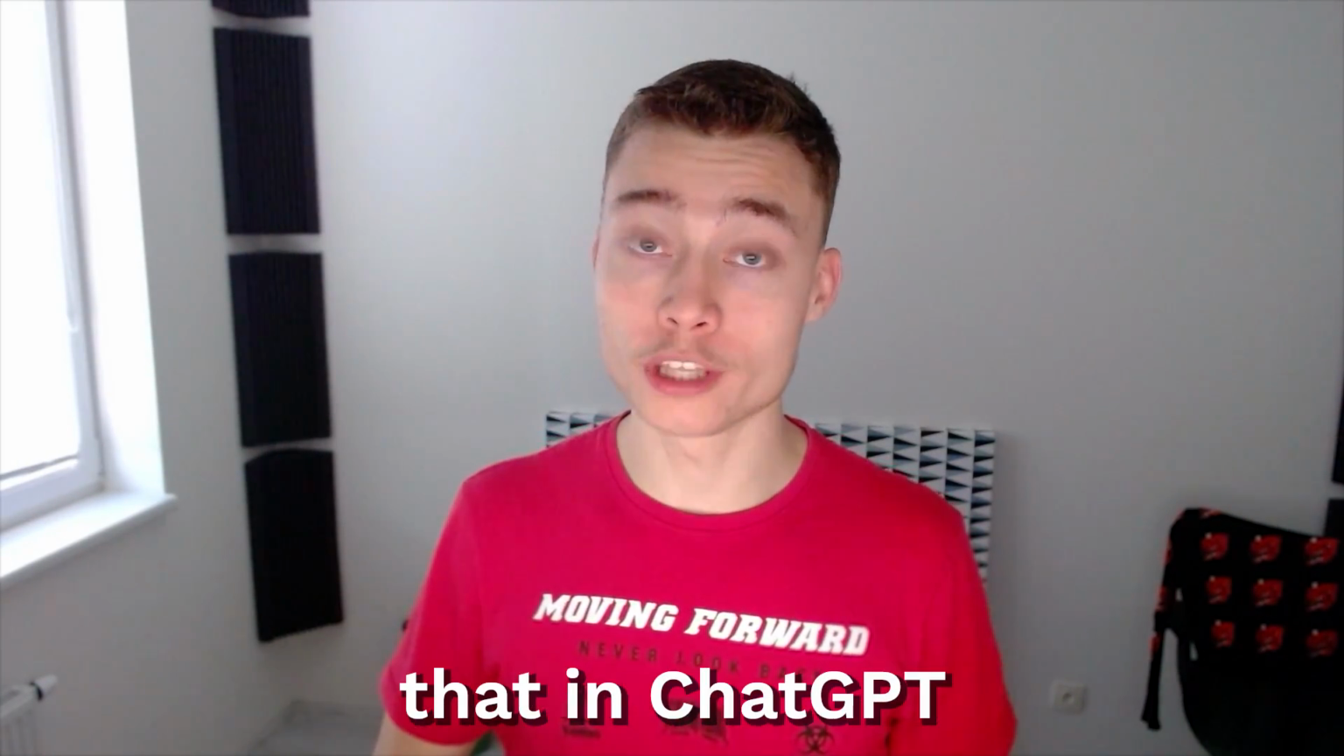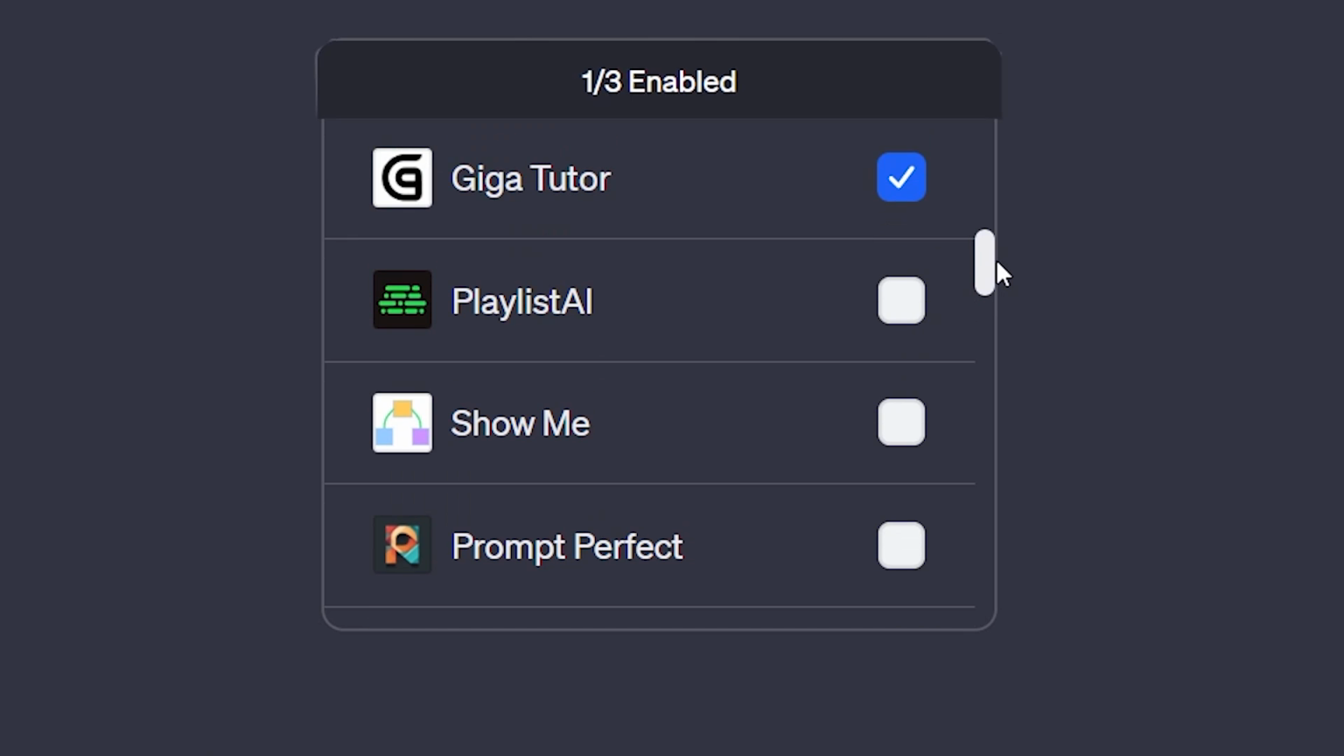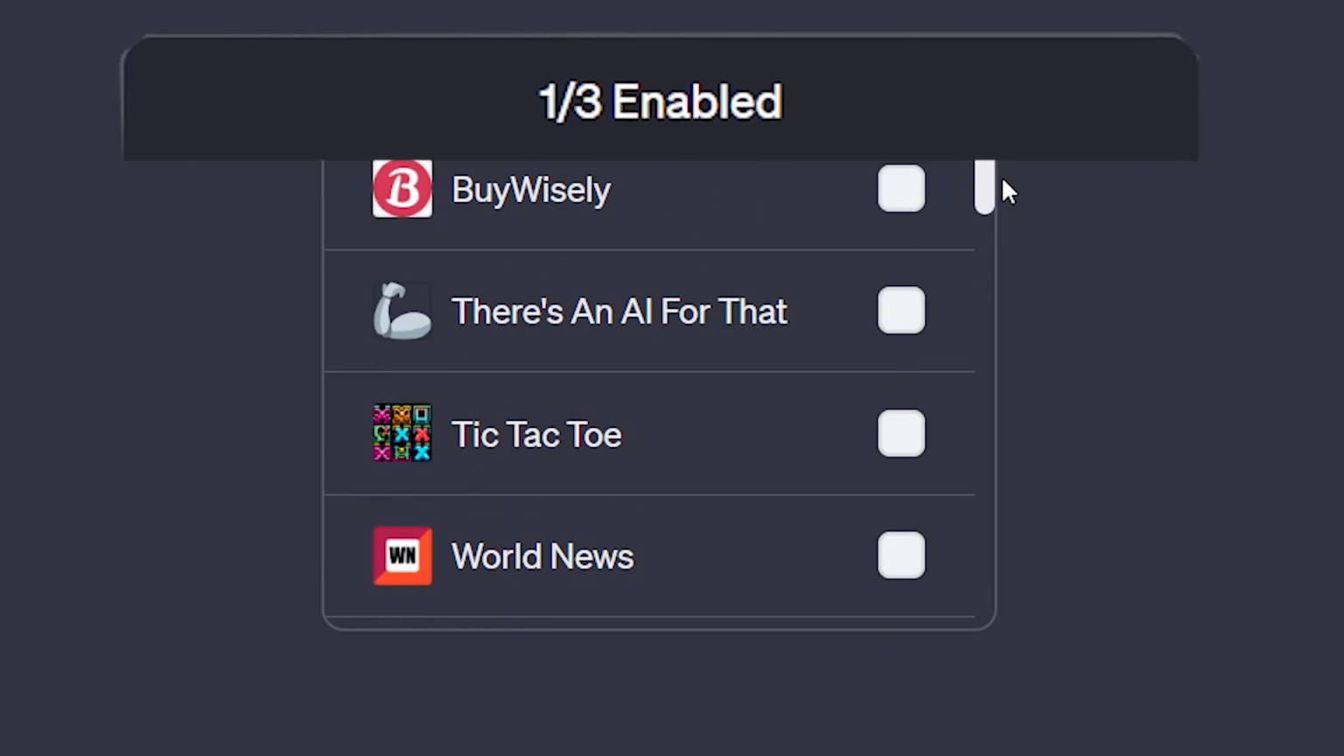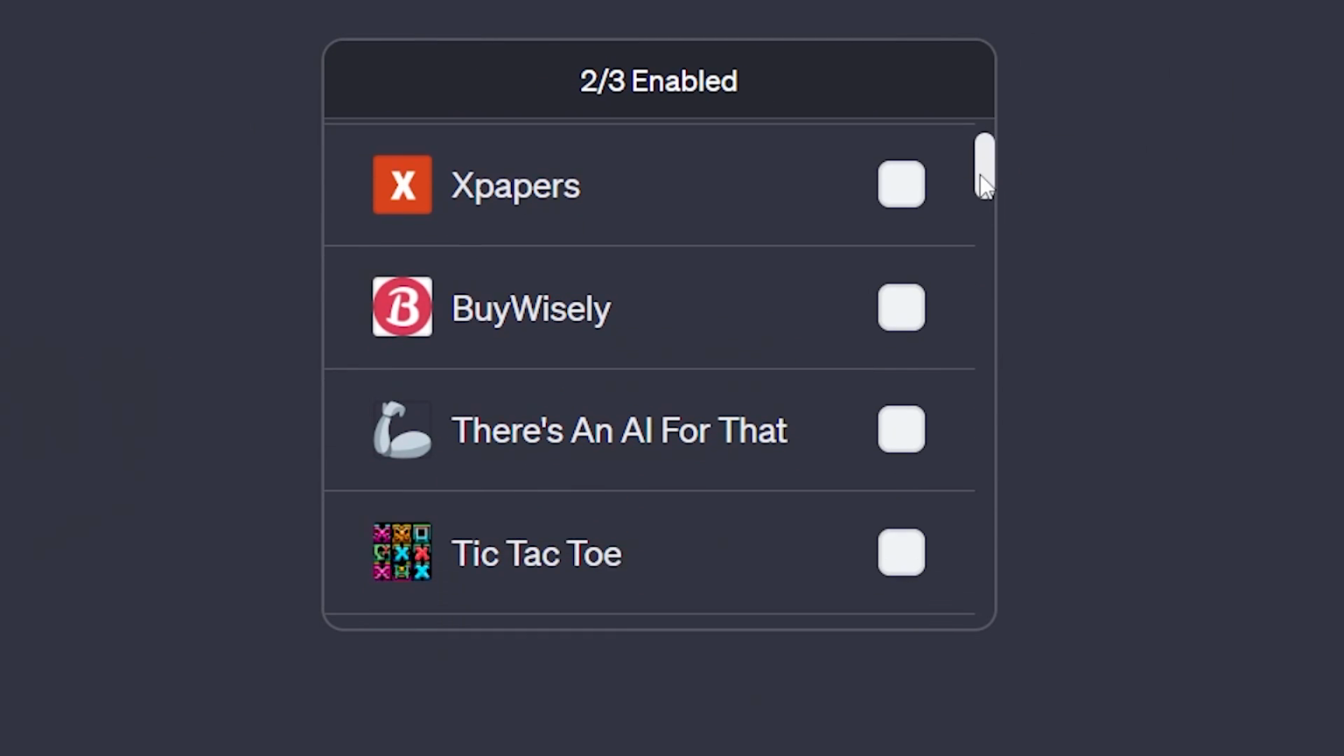One thing you should know is that in ChatGPT, you can have up to 3 plugins enabled at any time. So feel free to mix and match any of these plugins together.